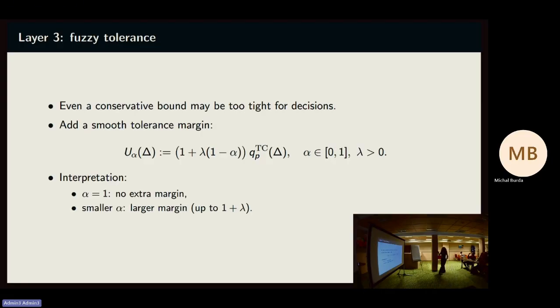But technically here, if alpha is 1, we're going to have the same as layer 2. So layer 3 will be equal to layer 2. And if we have a smaller alpha, then the margin will be increasing up to 1 plus lambda.